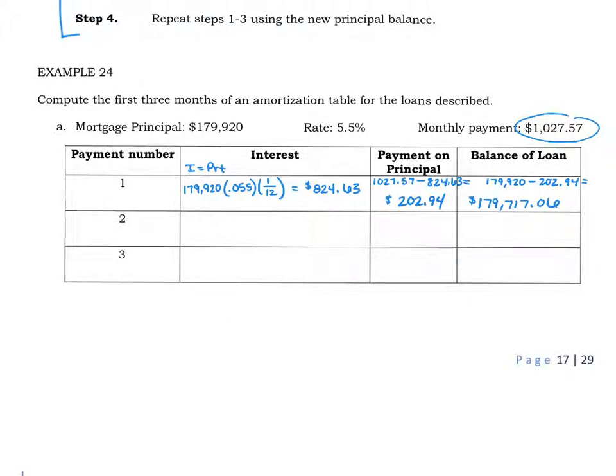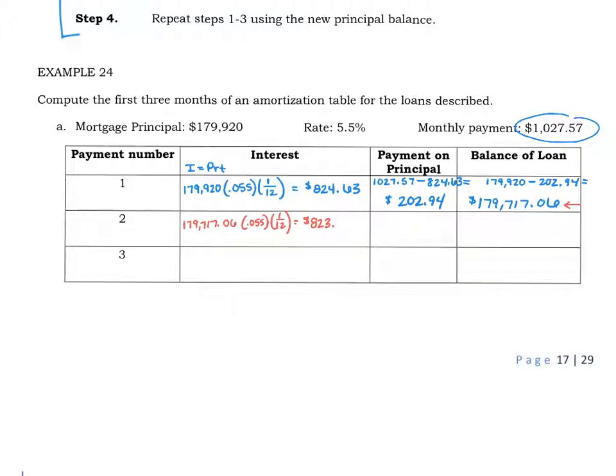Now, month two rolls around, and the same thing is going to happen. They're going to recalculate how much goes to interest, but now remember, your principal amount has dropped. Your principal amount is now this $179,717.06, still at 5.5% interest, and it's still 1/12 of a year. Now again, when you stop to think about what happens, you owe the bank a little bit less money, so you should owe them a little bit less interest. Okay, don't expect dramatic changes, but you should owe a little bit less. And so whenever you calculate this, indeed, you do owe just a little bit less in interest.